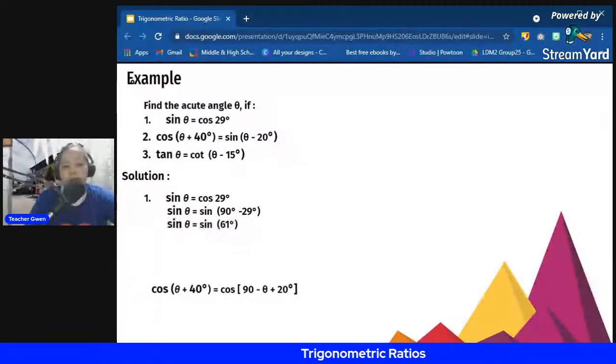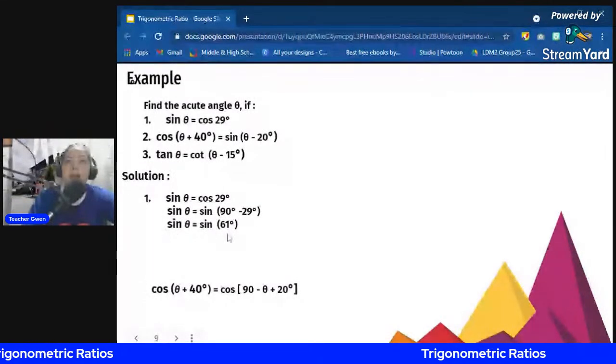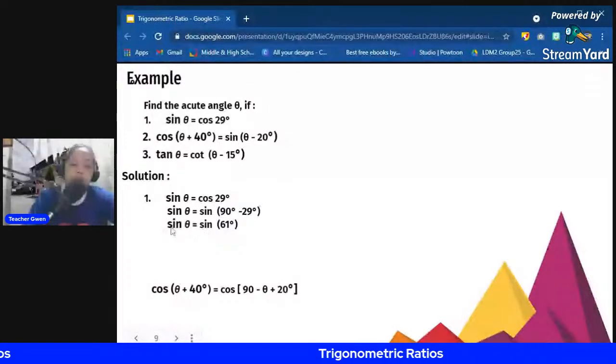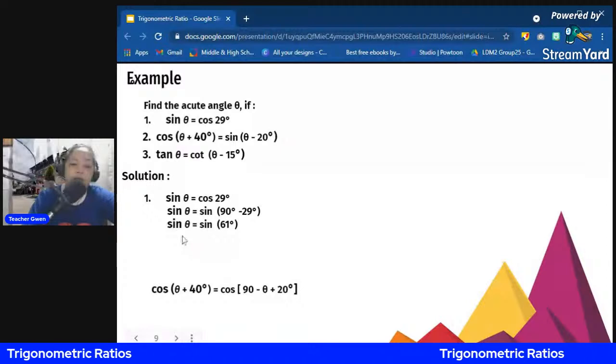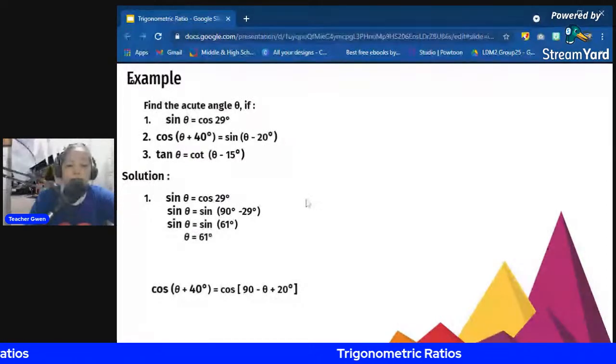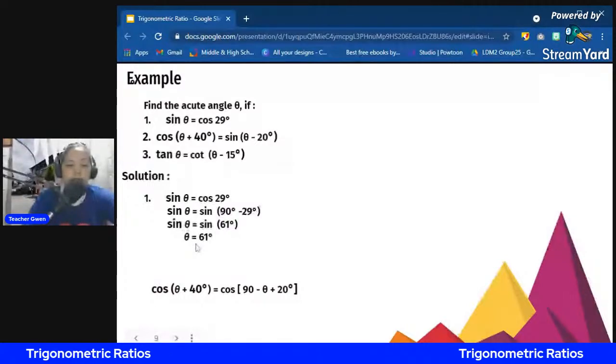Then, atong by multiplicative inverse, so, multiply both sides by 1 over sine. So, mawala ang sine dire, mawala ang sine dire. Theta now is equal to 61 degrees. So, muna siya ang measurement ni theta. Okay? Next.